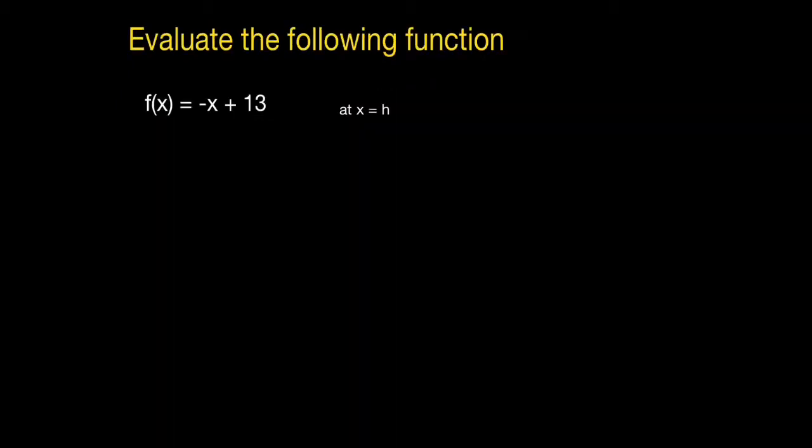In this example, we have to evaluate f of x equals negative x plus 13 at x equal to h. So notice that now we're not plugging in another number. We're plugging in a different variable. Okay, but the process is the same. Everywhere we see an x, we're going to exchange it for an h now.